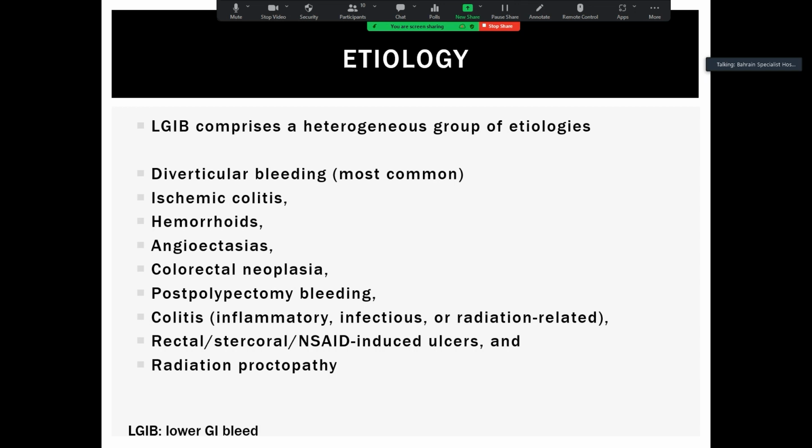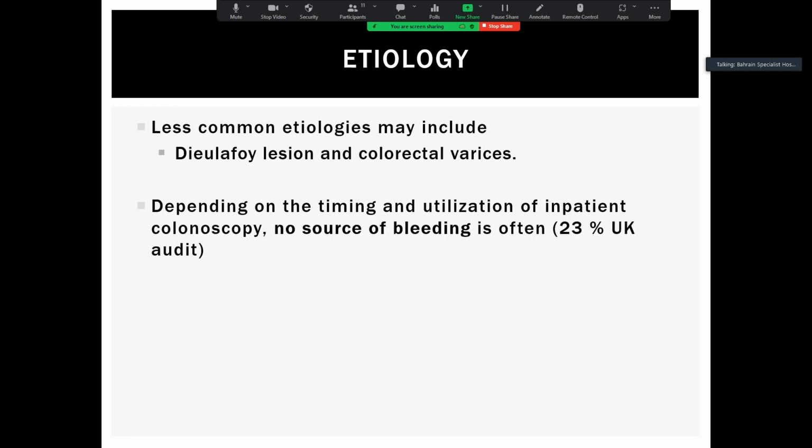The causes of lower GI bleed differ between groups. The more common is diverticular bleed, followed by ischemic colitis and hemorrhoids. But colorectal cancer, post-polypectomy bleed, colitis, ulcers, and radiation proctopathy are also causes of lower GI bleed. Less common causes are Dieulafoy lesion, angiodysplasia vessels, and colorectal varices.